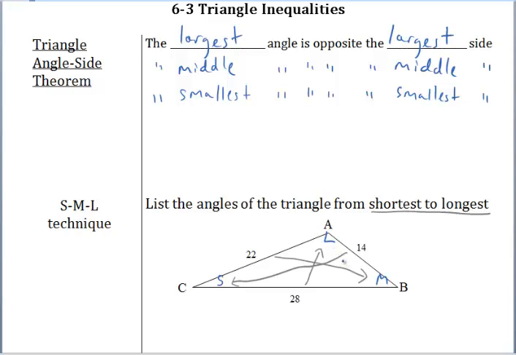So if I'm putting these angles in order from shortest to longest, angle C would be the shortest, and then angle B would be the middle, and then angle A would be the largest. Or I could write this as angle C is less than angle B, which is less than angle A. And those are less than signs, not the angle symbols. I know they kind of look the same, but C is the smallest, B is the middle, and A would be the largest angle.